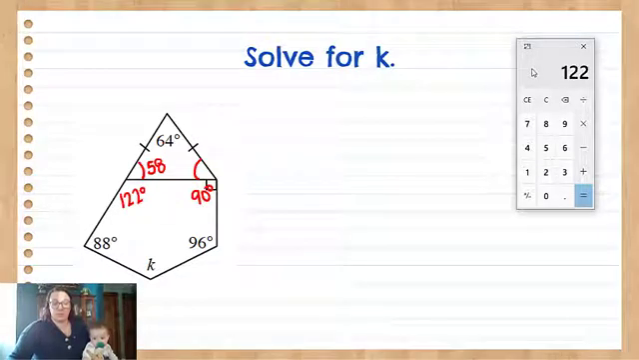And then I can start taking things away. So I already used 122, I'll take that away. I already used 90, I'll take that away. I already used 96 and 88, and I'm left with k, which is 144 degrees.